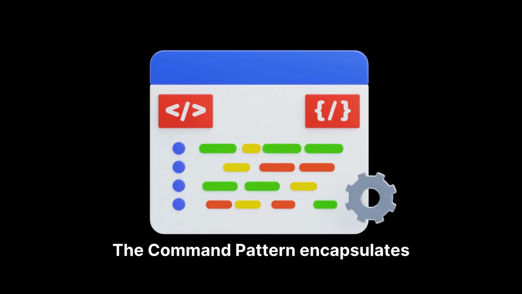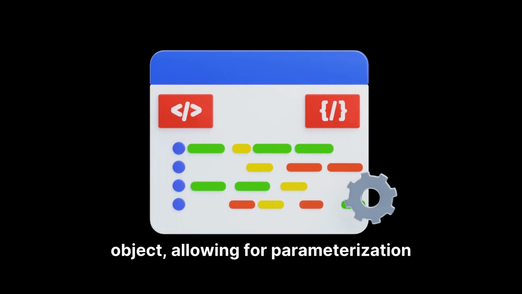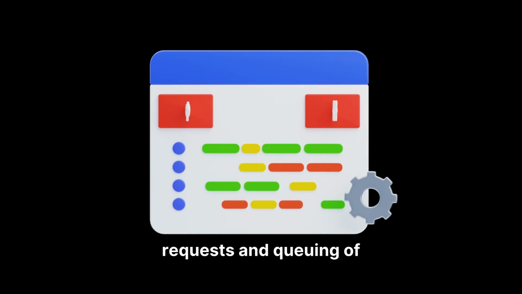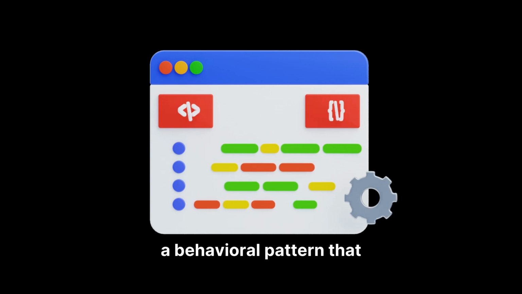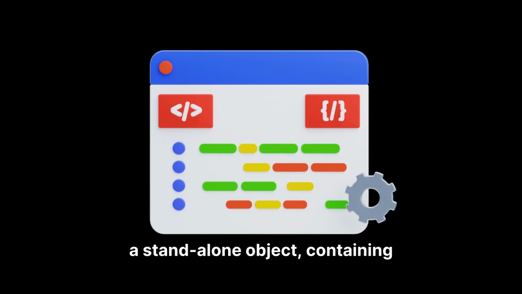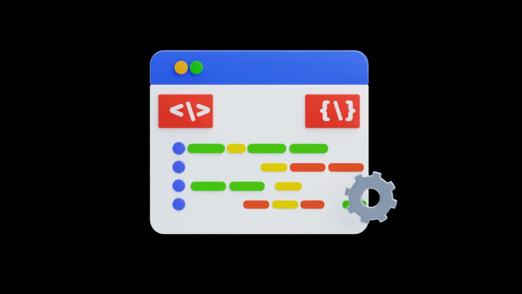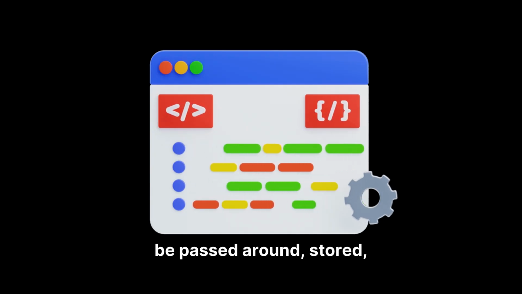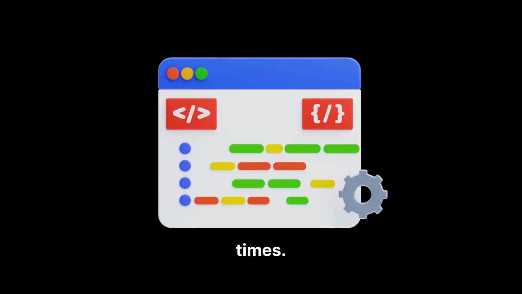The command pattern encapsulates a request as an object, allowing for parameterization of clients with different requests and queuing of operations. This design pattern is a behavioral pattern that turns a request into a standalone object, containing all information about the request, which can then be passed around, stored, or executed at different times.